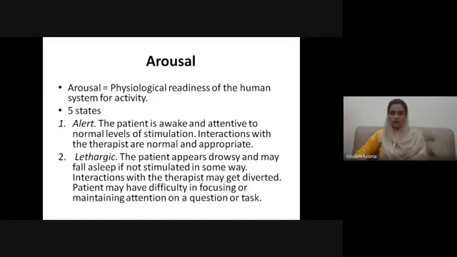Sometimes you don't even know what the teacher is talking about if a question is put to you. So in that case, the patient will have difficulty focusing or maintaining attention on a particular question or task you are asking. In that state, the patient is labeled as lethargic. In both these stages, alert and lethargic, we consider the sensory examination reliable. The most reliable is when the patient is totally alert, and lethargic is less reliable as compared to alert, but still acceptable.